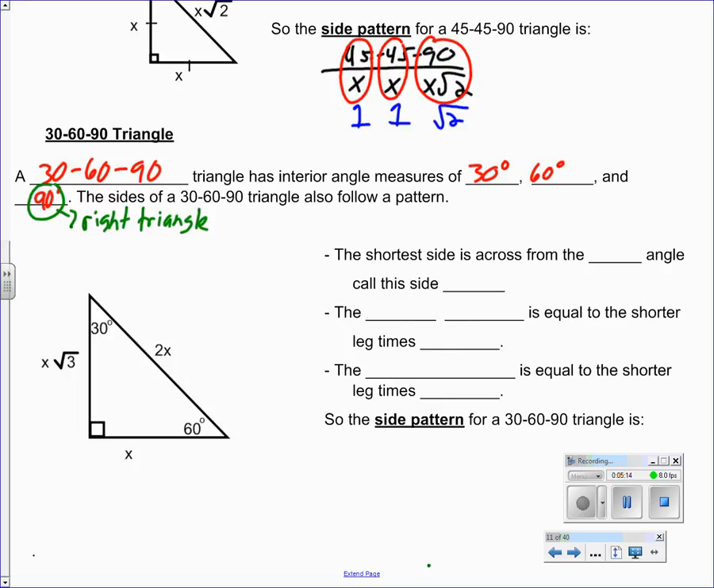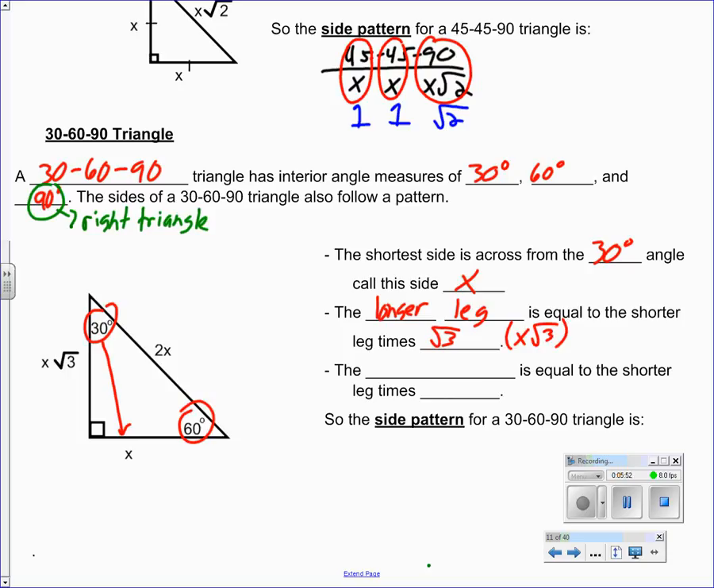So we also have a side pattern for 30-60-90, but it's going to be different than the side pattern for the isosceles right triangle. The shortest side is across from the 30-degree angle. So if we call this side x to start our pattern, right here across we have the x. The longer leg is equal to the shorter leg times the square root of 3. So that makes it x times square root 3.